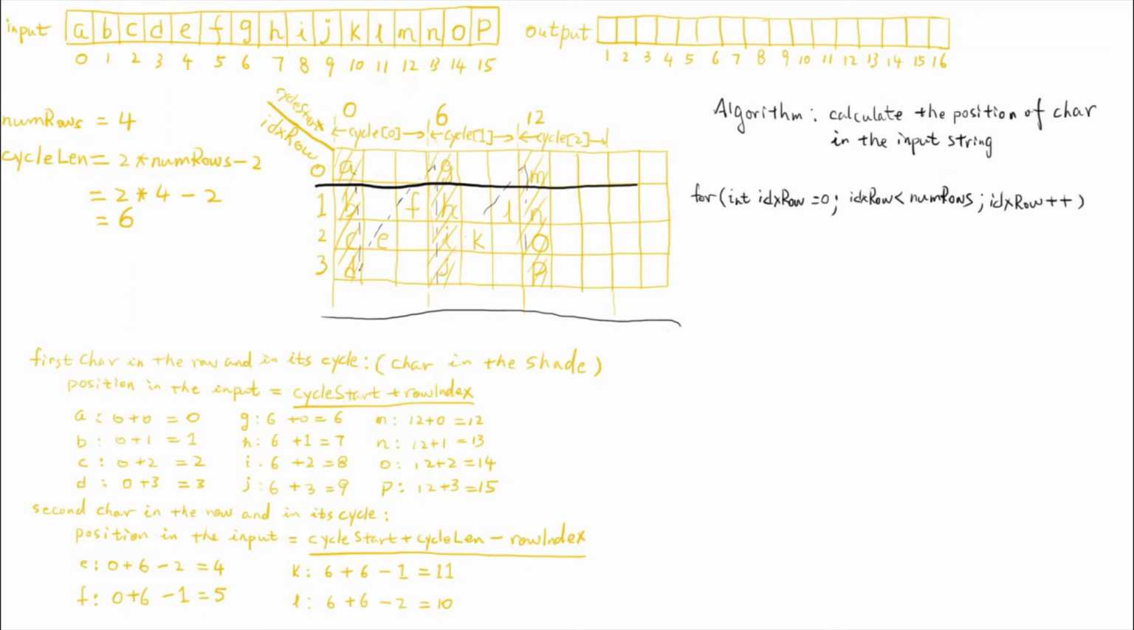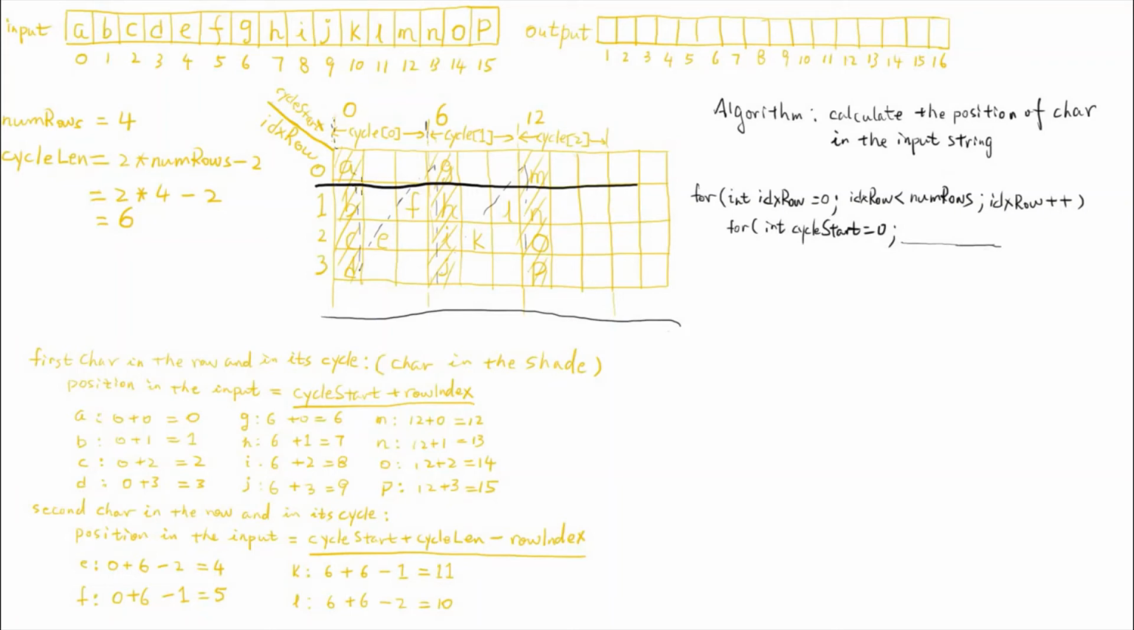Let's say we are reading the row 0. First, we'll read the characters in the first cycle. Then we will read the characters in the next cycle. So we're going to have another loop inside of the outer loop to iterate cycles. And we will declare an integer called cycle start. And here we're going to have a condition to end our loop.